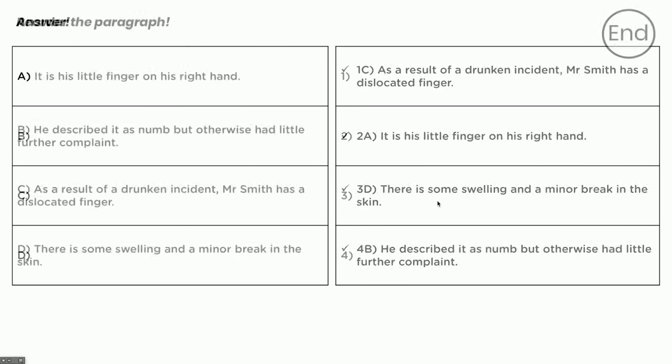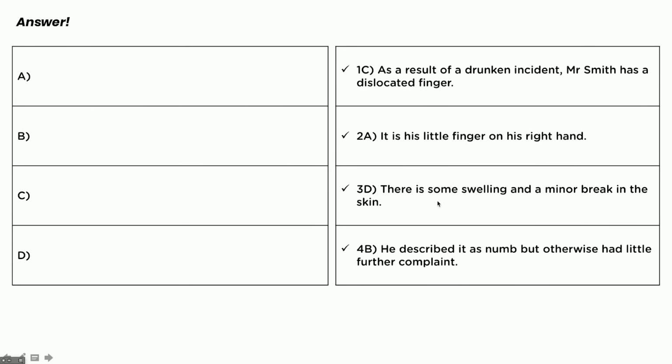Okay, so we're describing in detail. There are going to be lots of adjectives in these types of paragraphs because how do we describe? We use adjectives. Okay, let's have a look at the answer. So as a result of a drunken incident, Mr. Smith has a dislocated finger. It is his little finger on his right hand. There is some swelling and a minor break in the skin. He described it as numb, but otherwise had little further complaints.